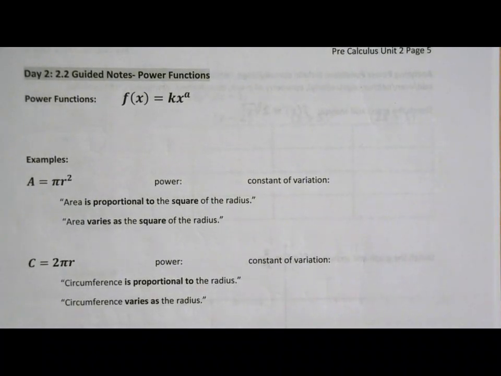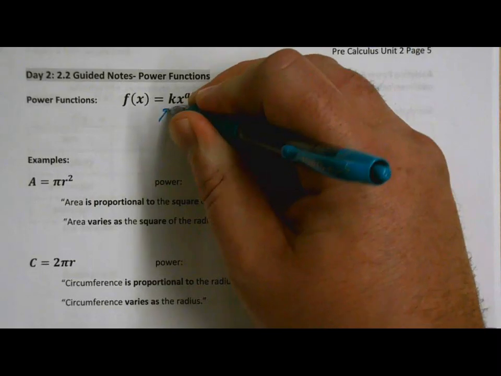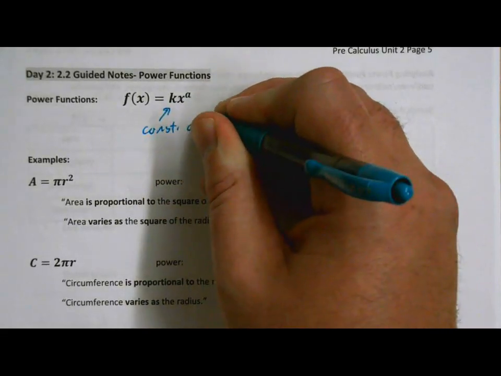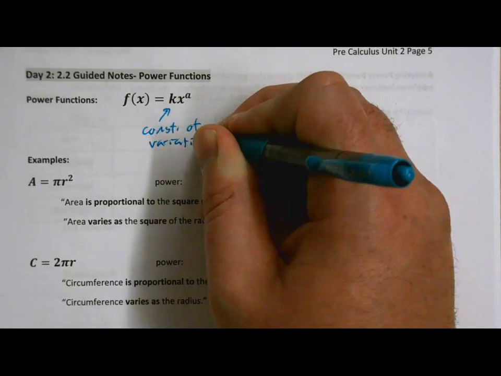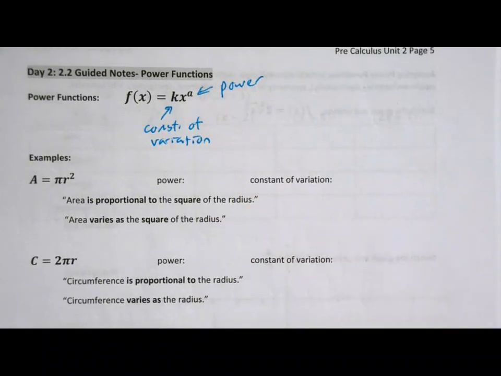This is a pretty short one. So a power function is always going to be in this form. K is what we call our constant of variation. And A is our power. And for power functions, both of those things are allowed to be any real number. They can be positive, they can be negative, they can be a fraction or a decimal, they can be an irrational value like the square root of 2 or pi, any real number.